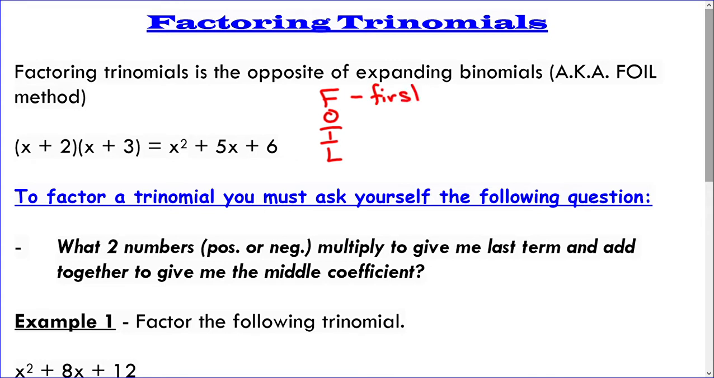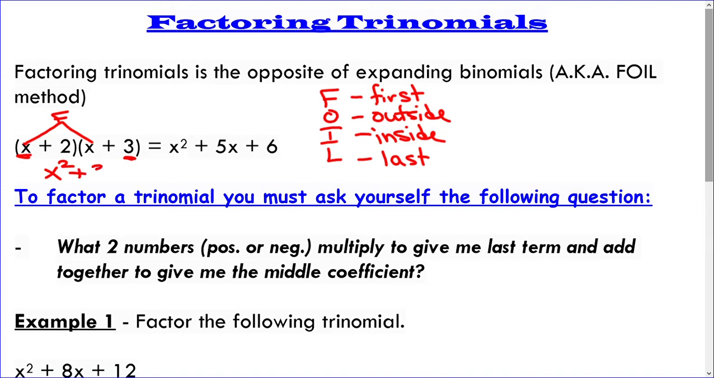The first two terms get multiplied, then the outside terms get multiplied, then the inside terms get multiplied, and then the last terms get multiplied. So, for instance, if we take a look at this one, there's your FOIL. Your first two terms get multiplied, that gives us x squared. Then we have your outside terms, your x and your 3, on the outer edges of your two binomial terms. So x times 3 would give me 3x.